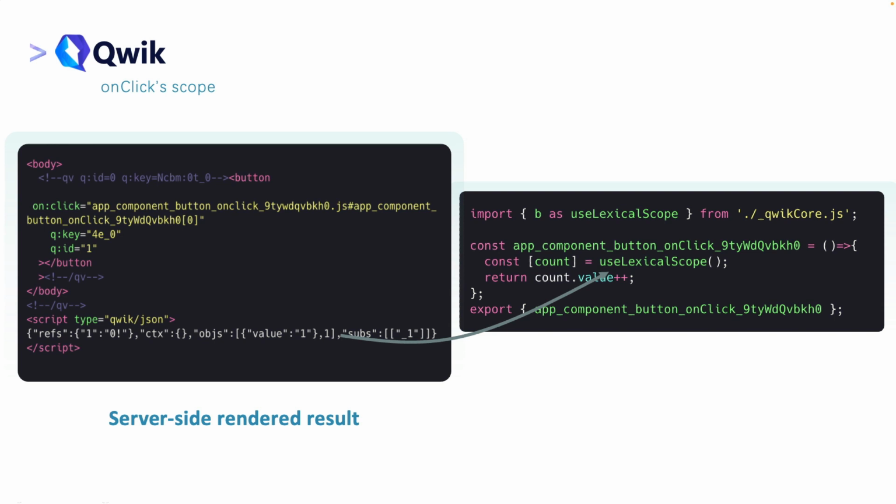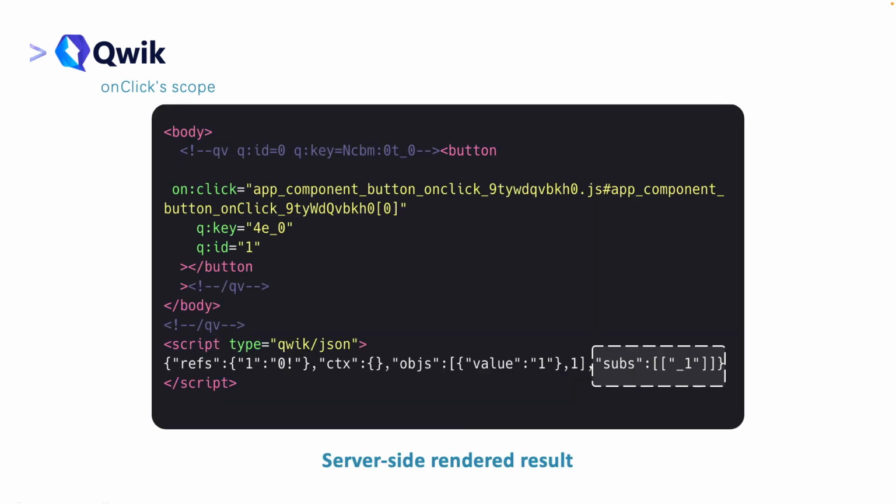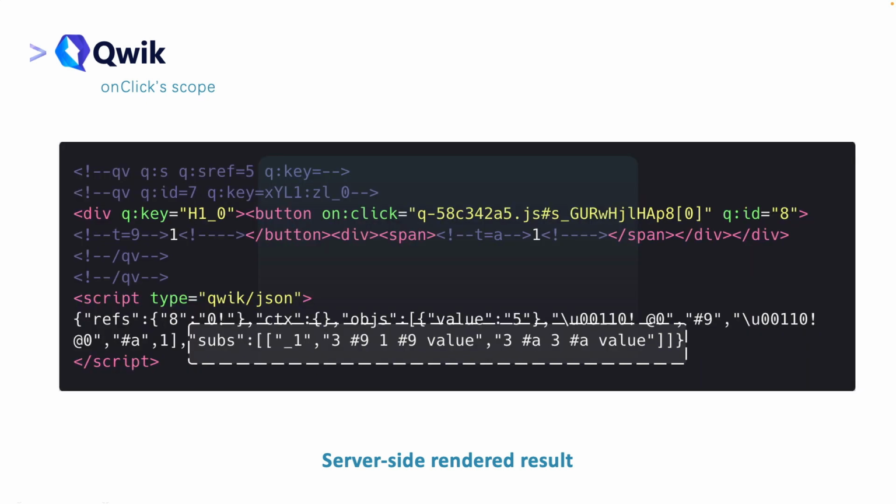But how does it know which signals map to which elements that need to subscribe to the signals, and how do we know how to update the DOM? Well, that information is actually part of the server-side rendered HTML output as well. The subs array that you can see over here is actually a mapping of each signal to the respective DOM elements and attributes.